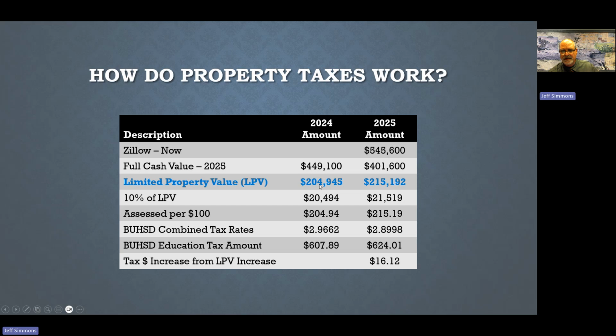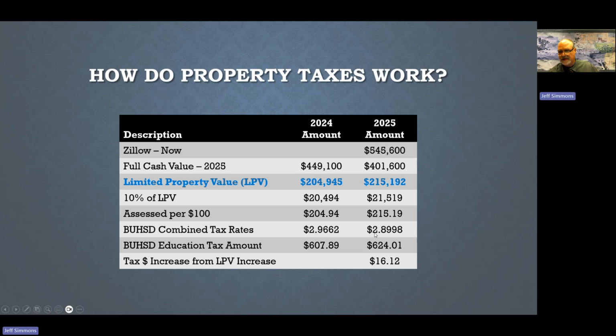And how the taxes work is 10% of your limited property value goes into the calculation. So 10% of this number is, in this case, 21,519. The tax rate is assessed per $100, so you divide that number by 100, and that's 215.19. And then it's multiplied by the combined tax rates of the bond, the override, and the district M&O, adjacent ways, and capital. And so last year the tax rate was 297.